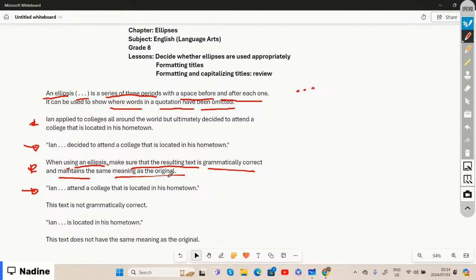All right. And also, if we look at text that is not grammatically correct, for example, which says Ian attend a college that is located in his hometown. It says that this text is not grammatically correct. And if we look at the next one, it says Ian is located in his hometown. Even this sentence is basically not the same as the original statement.